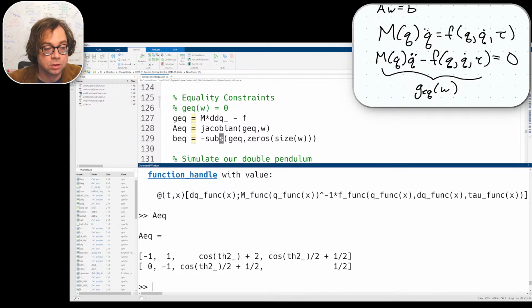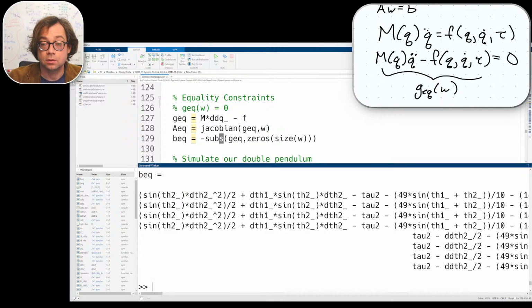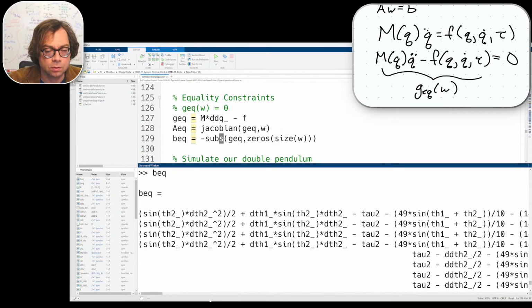AEQ, what's it look like, friends? There it is. It has no decision variables in it. It's got theta, so it does have angles in it, right? Theta 2, theta 2, theta 2, theta 2. All right, what about BEQ? A little bit more complicated.